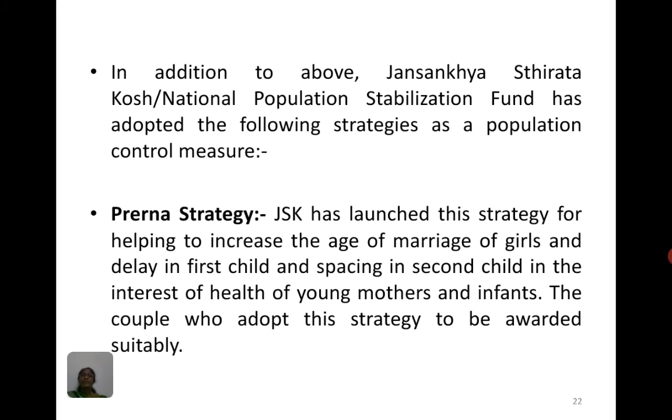So, in addition to the above, Janasankhya Sthirata Kosh, National Population Stabilization Fund, has adopted the following strategies as a population control measure. The first one is Prerna strategy. Janasankhya Sthirata Kosh has launched this strategy for helping to increase the age of marriage of girls and delay in first child and spacing in the second child in the interest of health of young mothers and infants. The couple who adopt this strategy are to be given some incentives.